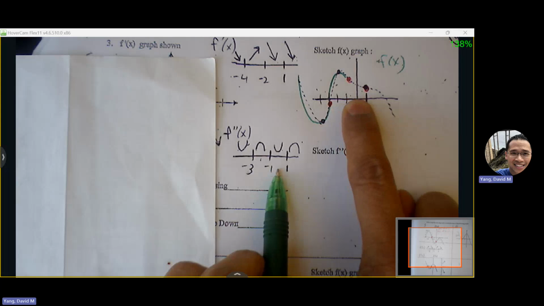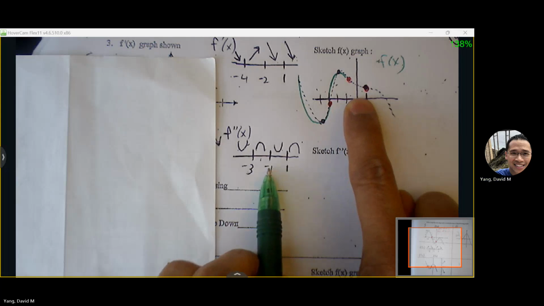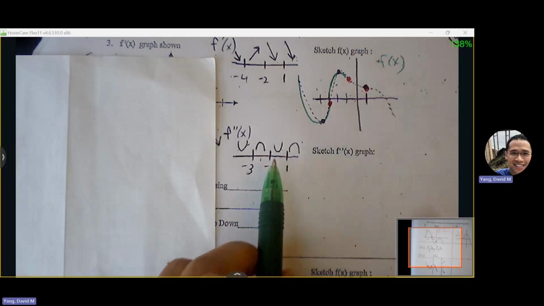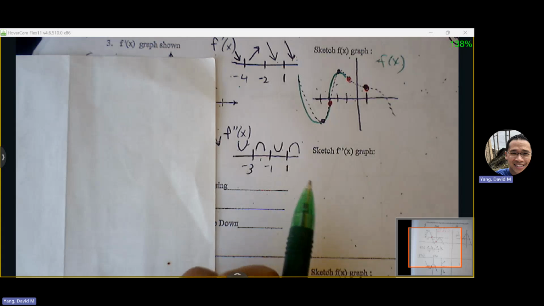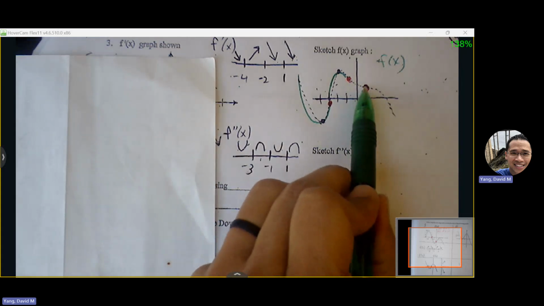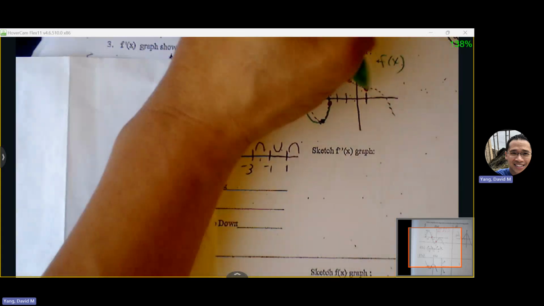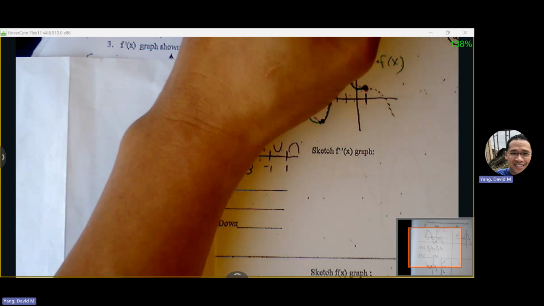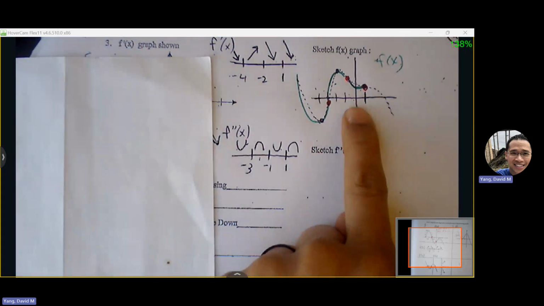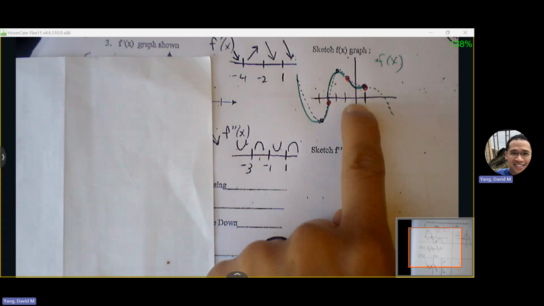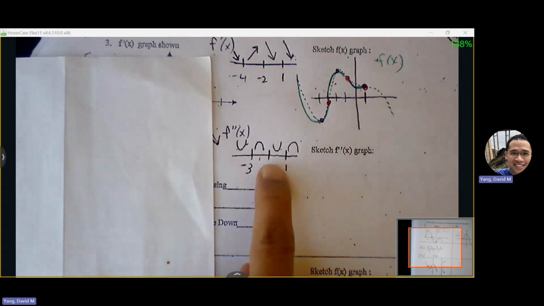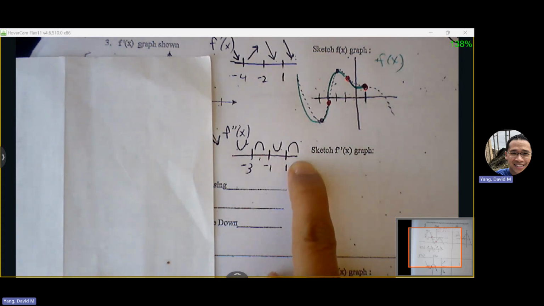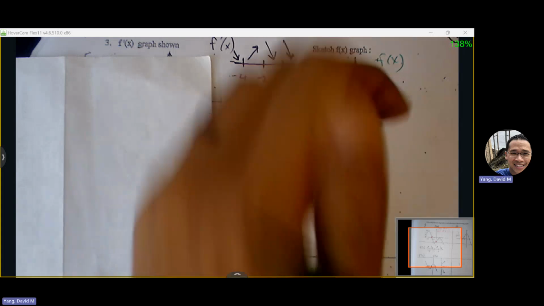And then from -1 to 1, we want what? Concave up. Now, obviously, we can't do the full concave up shape because it's only between these points, but it's still considered concave up because we still have that portion of our U showing up. So even if it's not showing a full U shape, it is still considered concave up. But then it shifts back to what? Concave down.